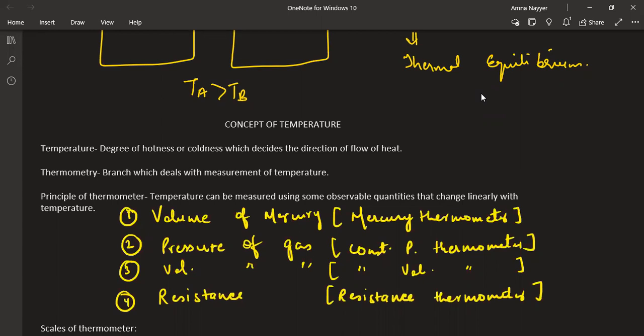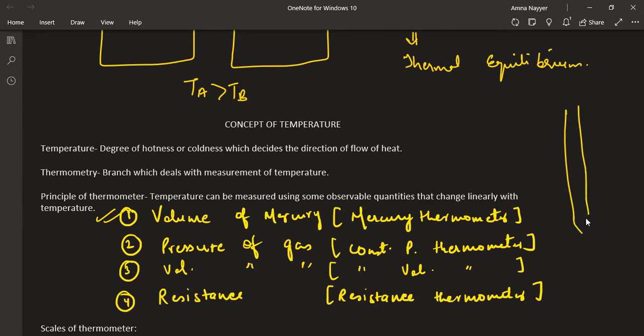So when we use thermometers, in a mercury thermometer, we just see the volume of mercury. That volume of mercury occupied in the narrow capillary tube gives us the reading of the temperature. Then you have resistance thermometers, constant pressure thermometers, and constant volume thermometers. But out of all these, the first one, volume of mercury, is the one in use, that is the mercury thermometer. How is a mercury thermometer constructed?